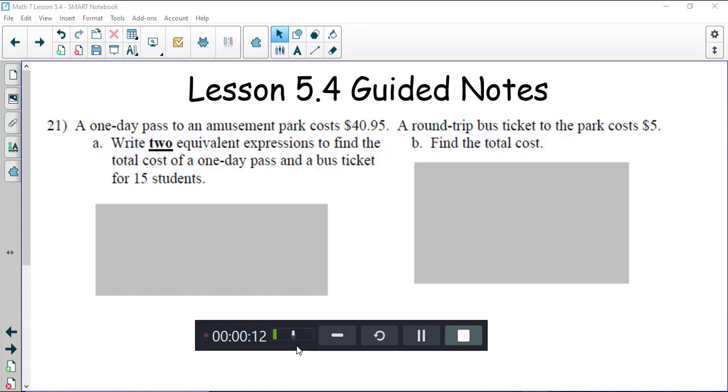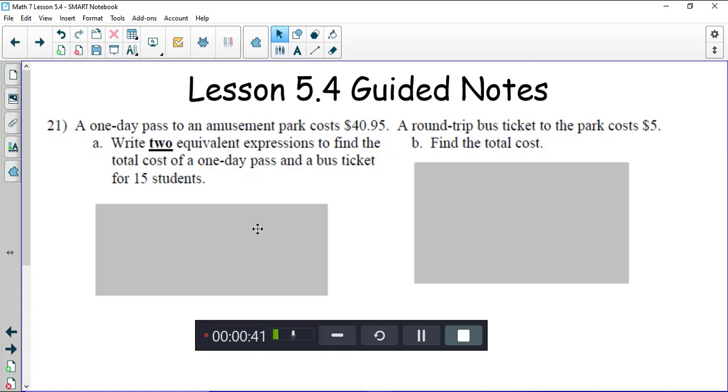So number 21 says, a one-day pass to an amusement park costs $40.95. A round-trip bus ticket to the park costs $5. Part A, write two equivalent expressions to find the total cost of a one-day pass and a bus ticket for 15 students. So there's many different ways that we could represent this, and our goal is essentially to use the distributive property in our two equivalent expressions, which means equal expressions.